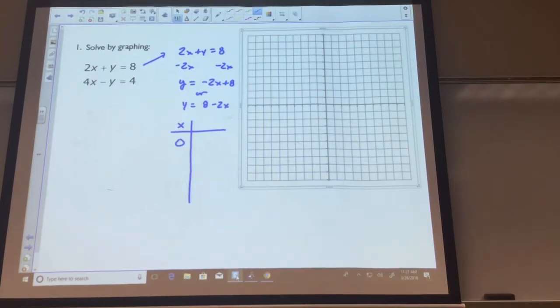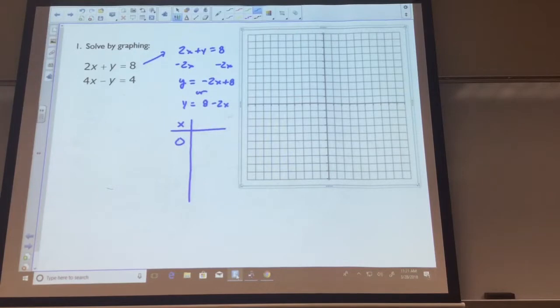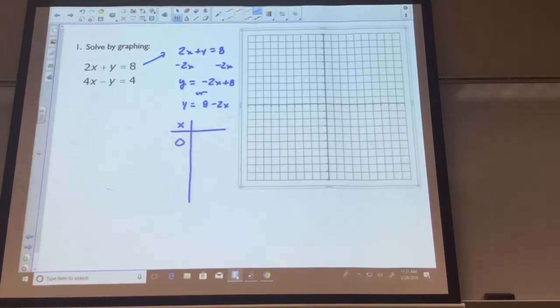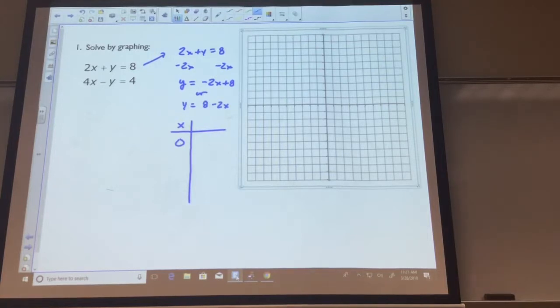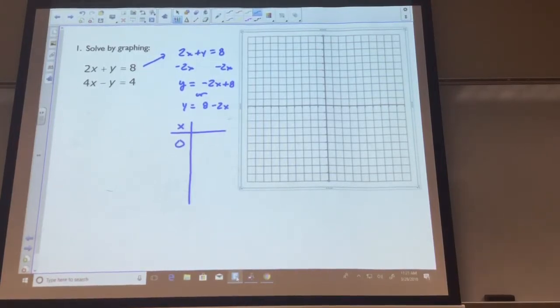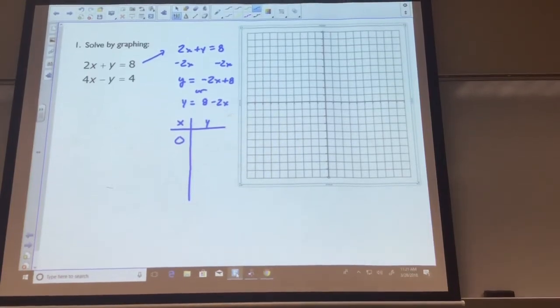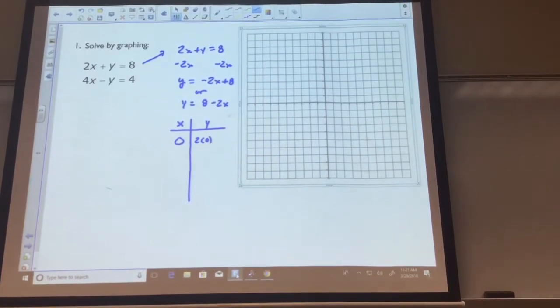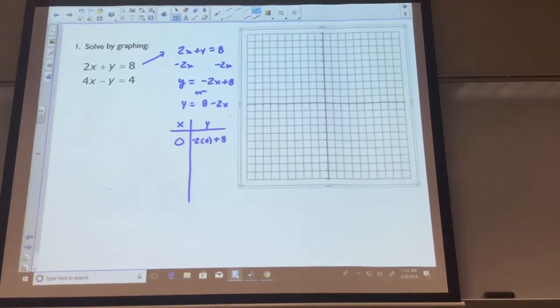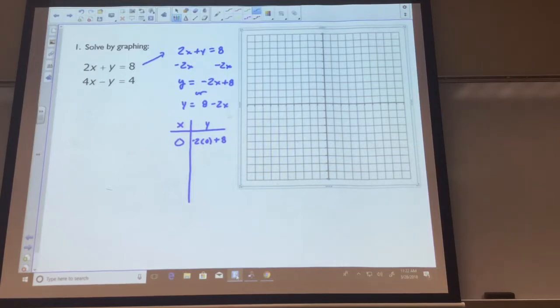0? You and I are going to be friends. I like zeros. Zeros are real nice for graphing, because a value that has either an x or a y component that's 0 is on the axis, and it's an easy point to graph. So if I have an x value equal to 0, then my y value is going to be 2 times that 0 minus 2 times that 0 plus 8, which means I'm going to come up with a value of a nice 8.